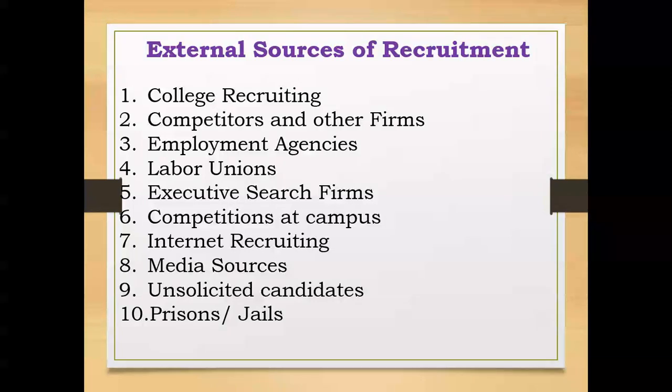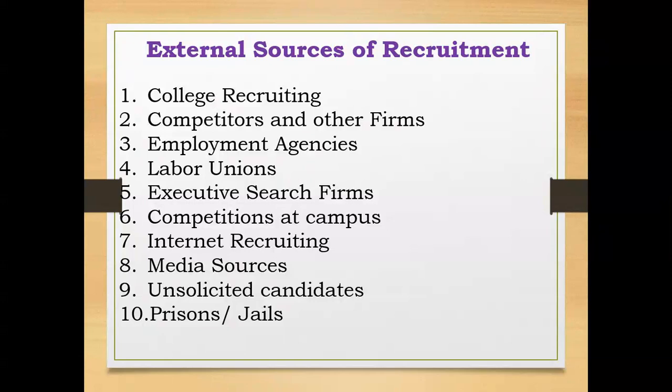And internet recruiting. Using the internet for job hunting reduces the time spent unemployed by an average of almost 25%. And media sources such as newspapers, magazines, television, radio and billboards are widely used for recruiting externally. And unsolicited candidates are persons who voluntarily come for an interview or apply for jobs, persons who are uninvited, attending an interview or applying for a job. These are unsolicited sources of employees.